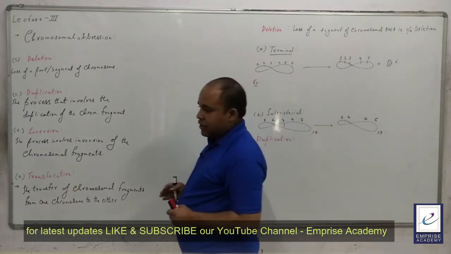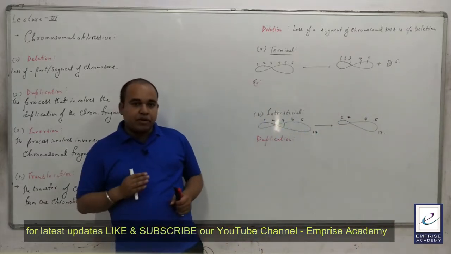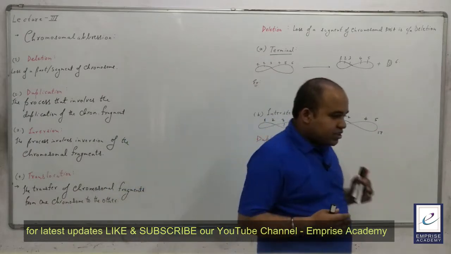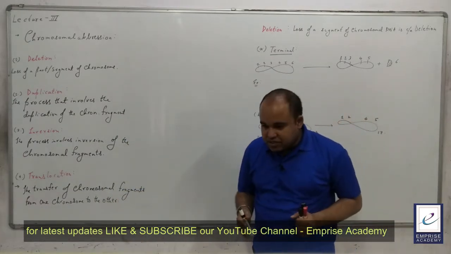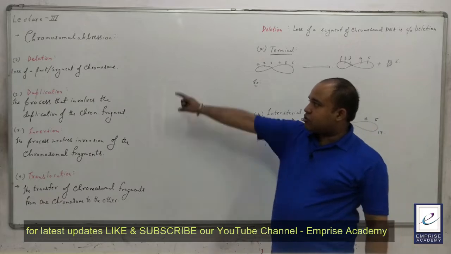In our last lecture we have already seen what are genomatic mutations, how the genomatic mutations are present, which are the different types of genomatic mutations. Now what we have to study is about chromosomal aberrations.